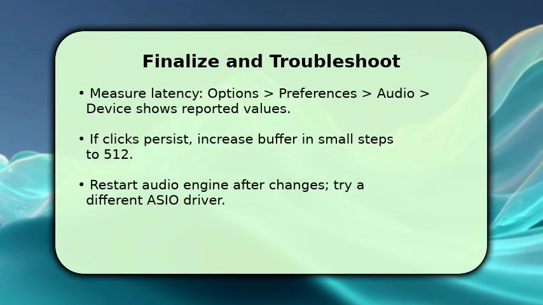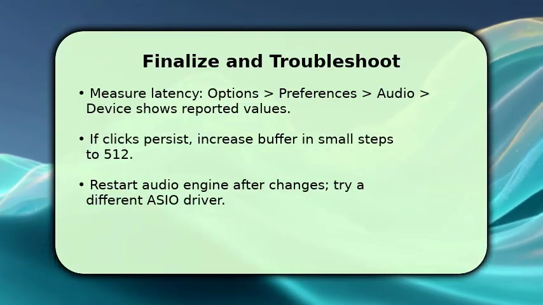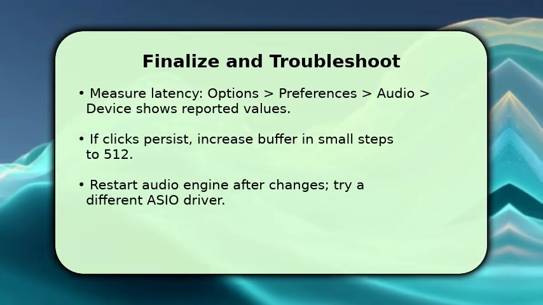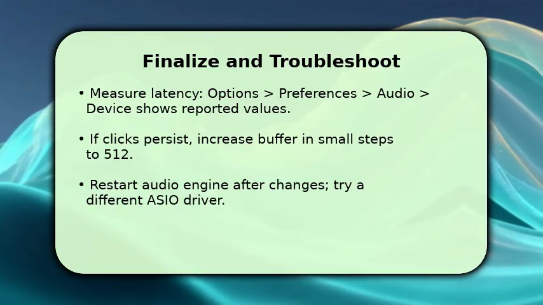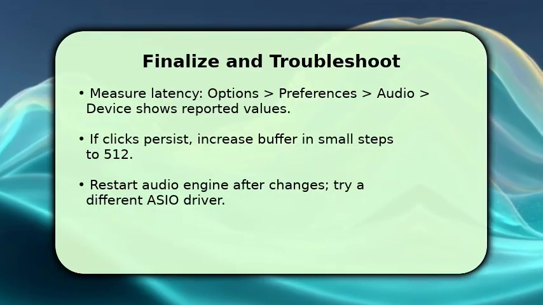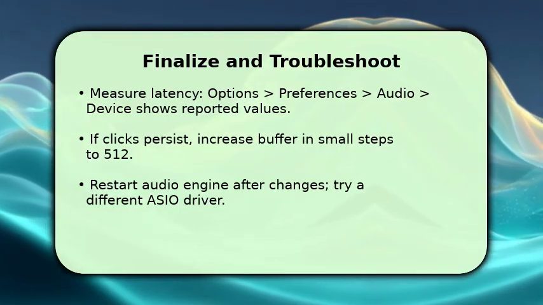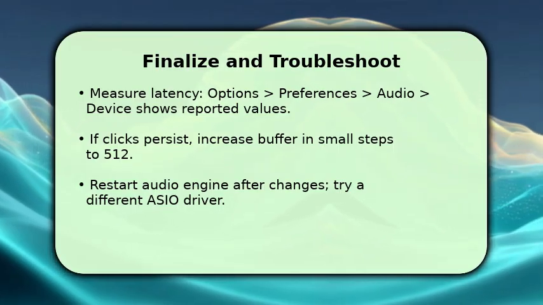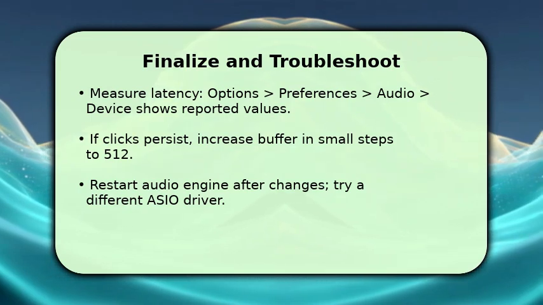Finish by measuring and validating latency so you know it's solved. Check reported input and output latency in preferences and compensate with track delay if necessary when recording. If you still hear clicks or dropouts, increment the buffer gradually, move to 512 samples only if needed, then restart the audio engine to apply changes. If problems persist, try an alternate ASIO driver or update your interface firmware. As a troubleshooting tip, test with a single track and bypass all plugins to isolate whether CPU or driver is the root cause.